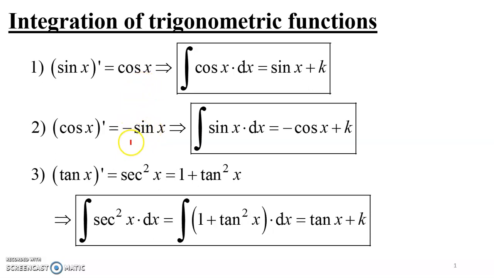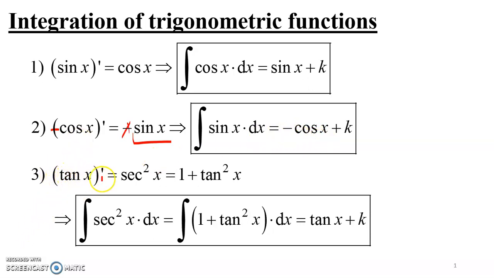Now, however, the derivative of cosine is in fact a negative sine. So if I were to find an antiderivative of sine x, in that case, I'd solve for sine x in the derivative rules. By solving for sine x, that would give me that sine is the derivative of negative cosine x. Consequently, an antiderivative of sine x would be negative cosine x plus k.